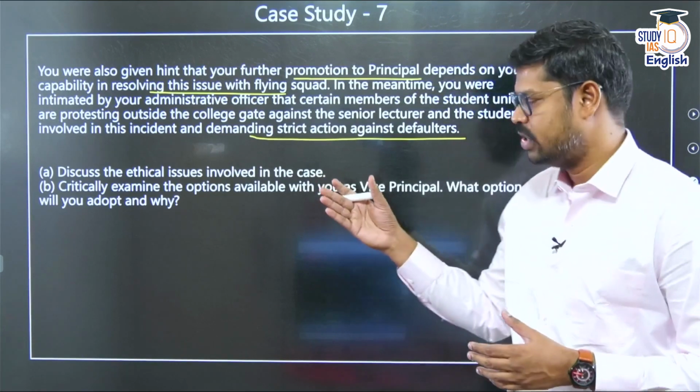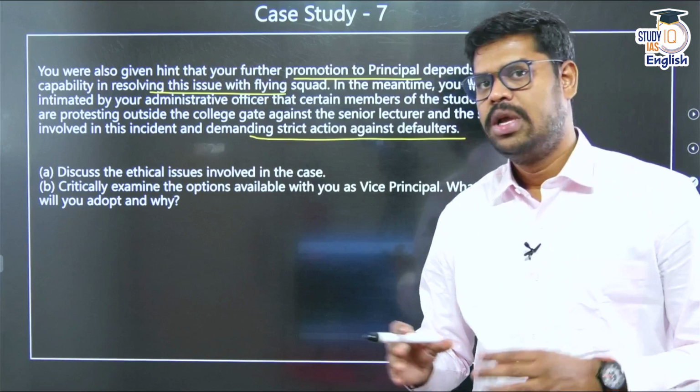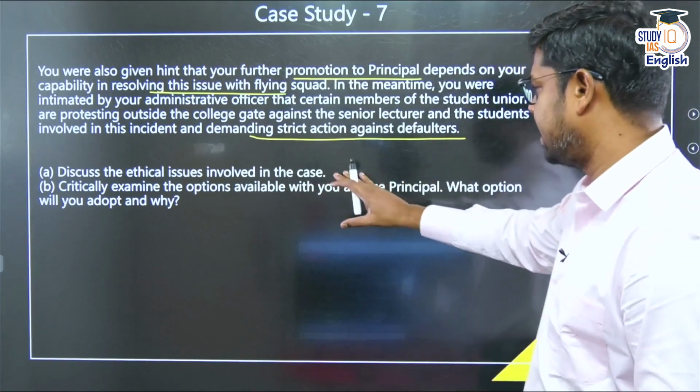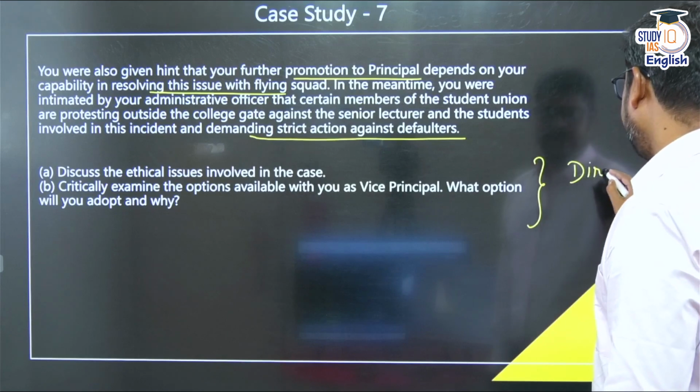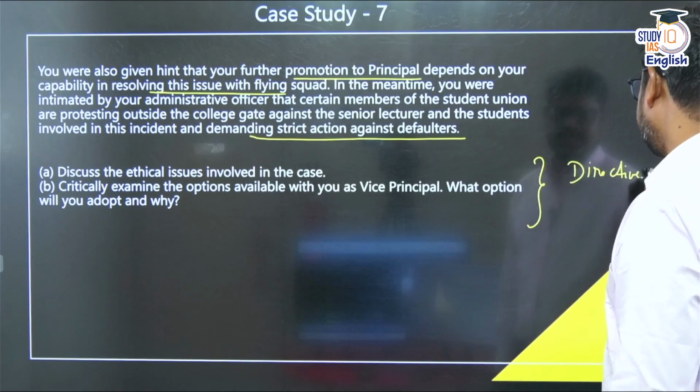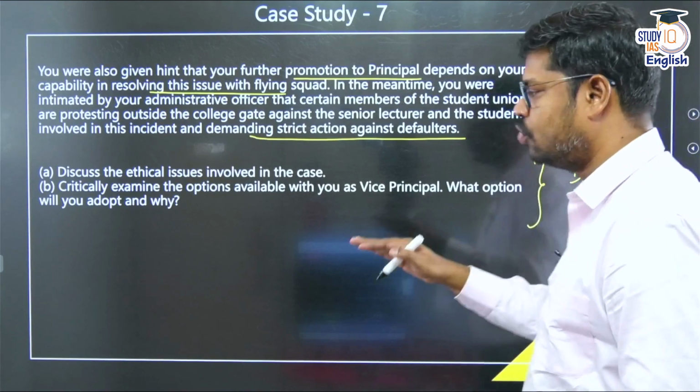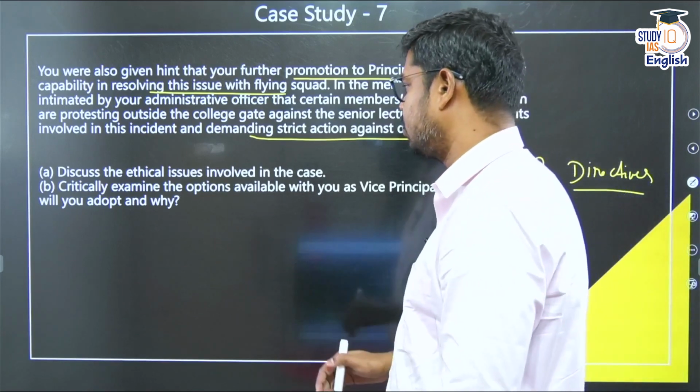Now let us go to the directives of this particular question. You have to answer according to the directives, but to write an answer to the directives, we will have to understand certain things. So we will also do those things before going to the directives.